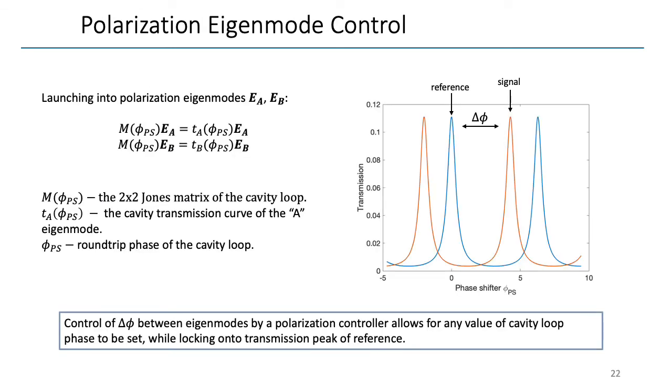The essence of this phase control method relies on the fact that we can launch the signal and the reference beam into orthogonal polarization eigenmodes of the cavity loop through a pair of polarization controllers. Each polarization eigenmode will pick up a distinct transmission phase shift as it traverses the cavity. This difference in phases can be easily seen in the cavity transmission resonances when sweeping the round-trip phase of the loop, as seen in this simulated example. A third polarization controller placed within the loop allows us to control this phase offset between reference and signal, so that any arbitrary round-trip phase can be set for the signal, while simultaneously locking onto the transmission peak of the reference.